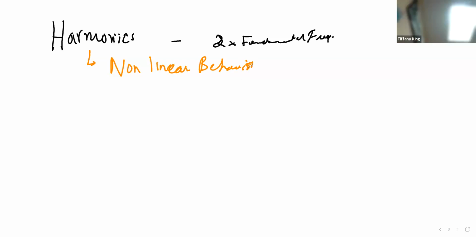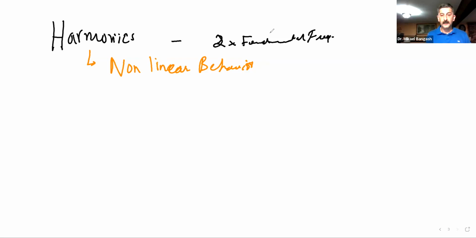Okay, so the main characteristic that we'll be discussing when we talk about harmonics, whether that's tissue harmonics or contrast harmonics, is that it displays non-linear behavior. The different ways in which it displays non-linear behavior will be our main discussion.